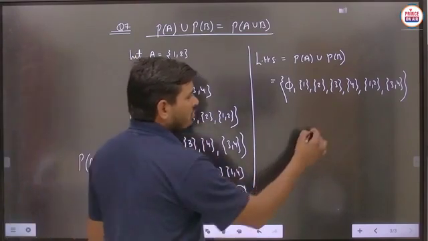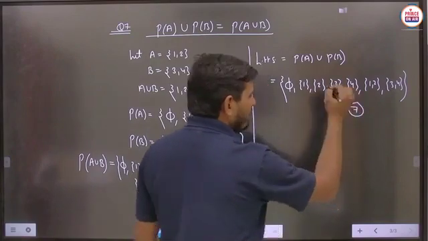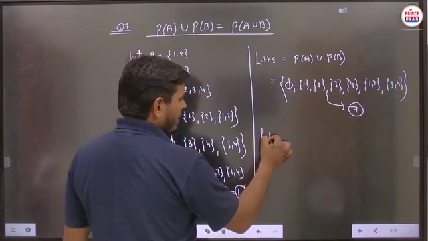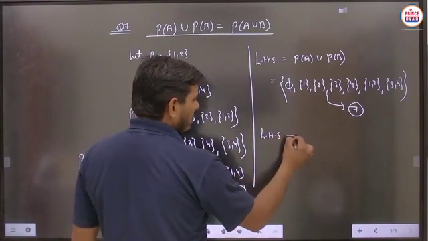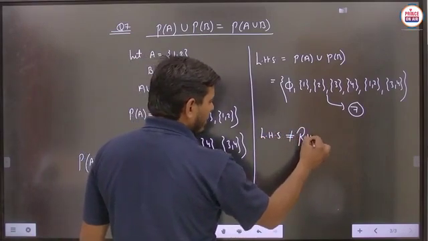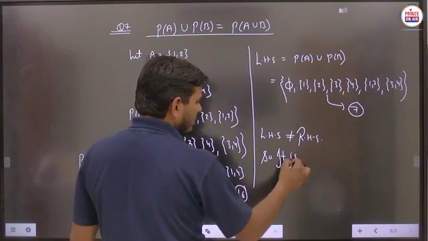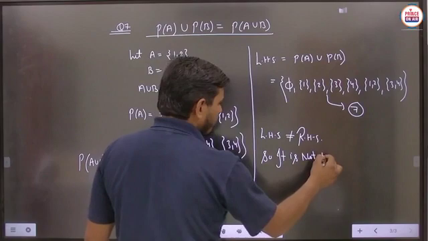and in the case of the left hand side only 7 elements are found. So easily you can say that the left hand side does not equal the right hand side. So it is not true. Is it clear?